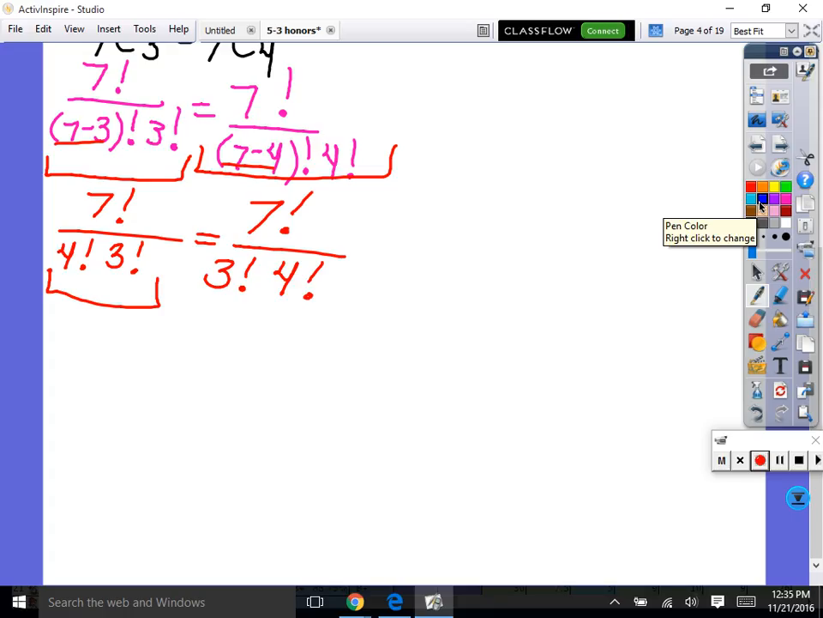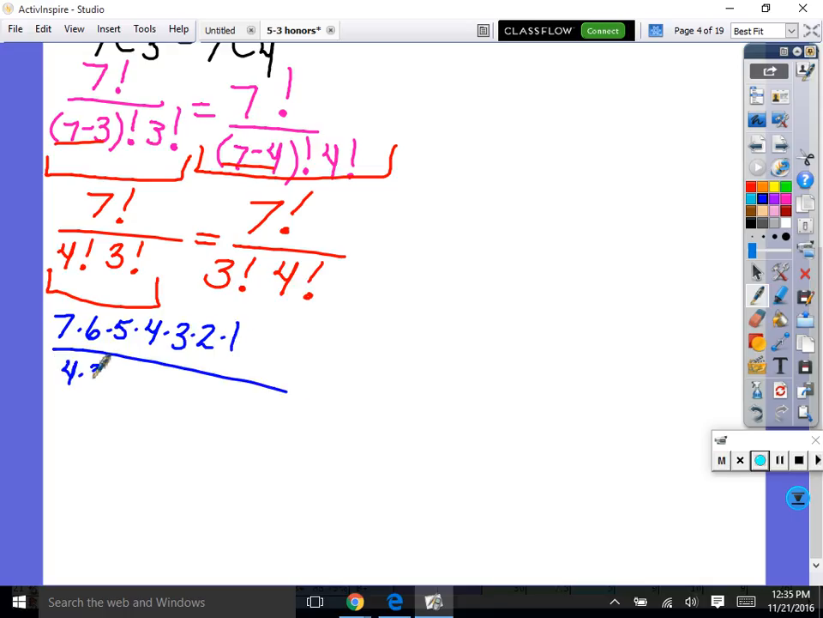So 7 factorial means 7 times 6 times 5 times 4 times 3 times 2 times 1. 4 factorial would be 4 times 3 times 2 times 1, and then times 3 factorial, 3 times 2 times 1. Let's start dividing some of these things out here. 4, 3, 2, 1. 4, 4, 3, 3, 2, 2, 1, 1. Yeah? Those divide out. Now left is 7, 6, 5, and then on bottom 3, 2, 1.